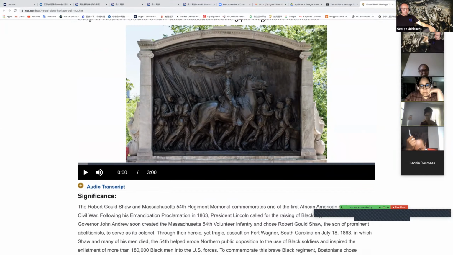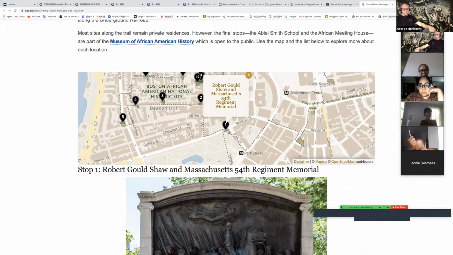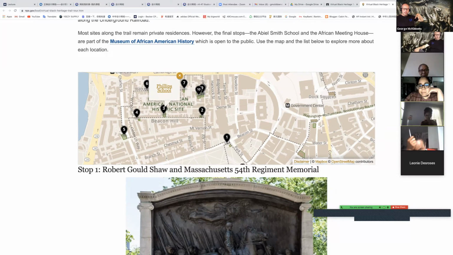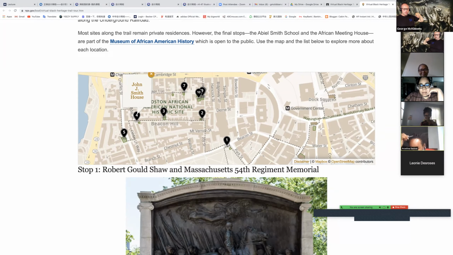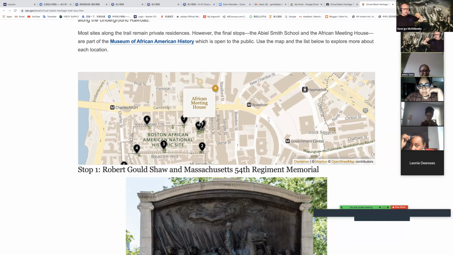So here we have the first site on the tour, the Shaw Memorial. The second site, the George Middleton House. The third site, the Phillips School. Most people, I think, have chosen to write about the Phillips School. I'm not sure why. A lot of people really were interested in the Phillips School. Then the John J. Smith House, Charles Street Meeting House, and it keeps going. There's a lot of important sites. The last site ends at the African Meeting House. So this is the entire tour of the Black Heritage Trail in Boston.